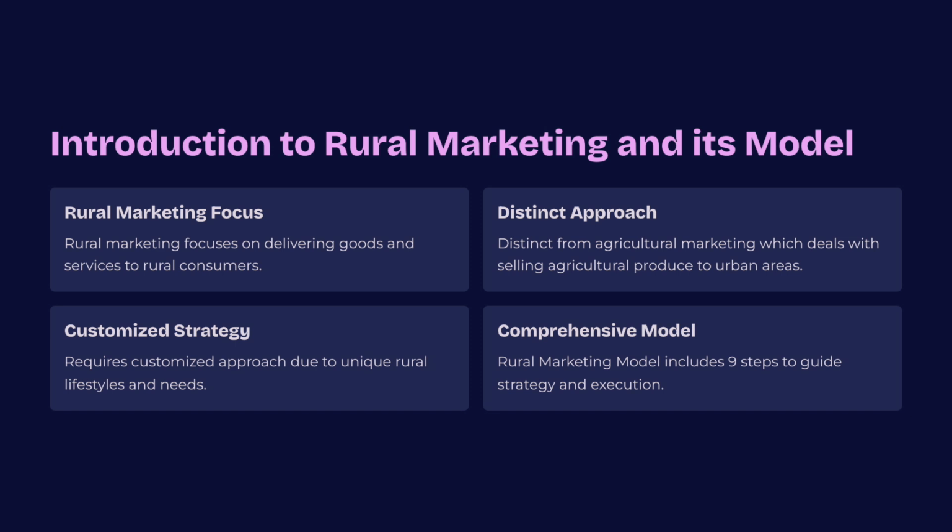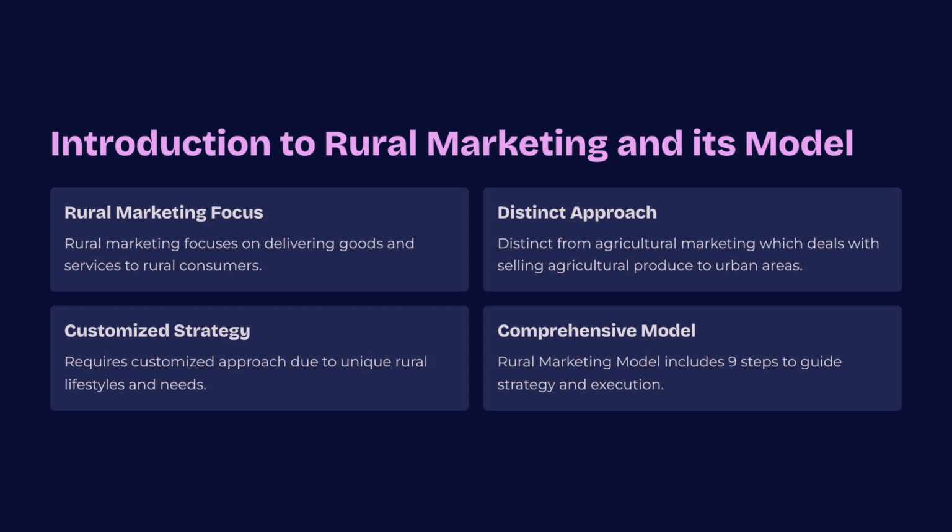Rural marketing involves the comprehensive planning and execution of marketing activities designed to meet the needs of consumers residing in the rural areas. It's important to distinguish this from agricultural marketing, which primarily deals with selling rural agricultural produce to urban markets. Rural marketing, conversely, focuses on delivering manufactured goods, processed items, and services to the rural consumer base.